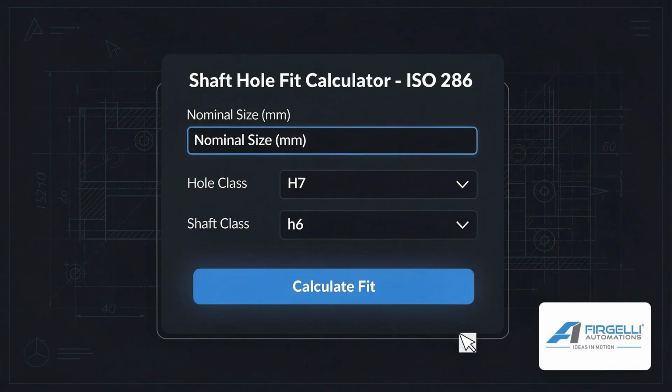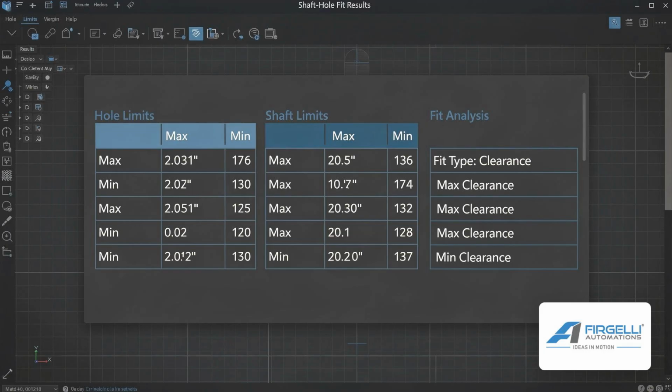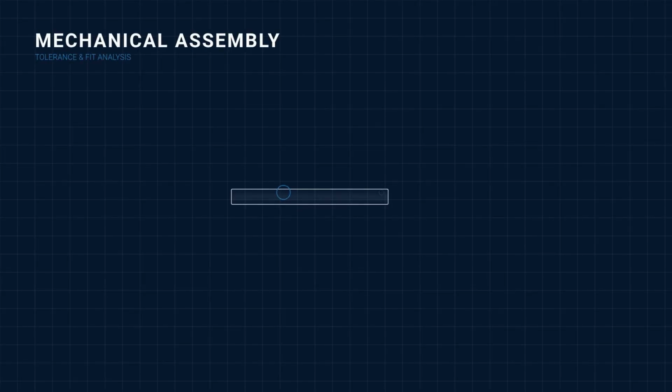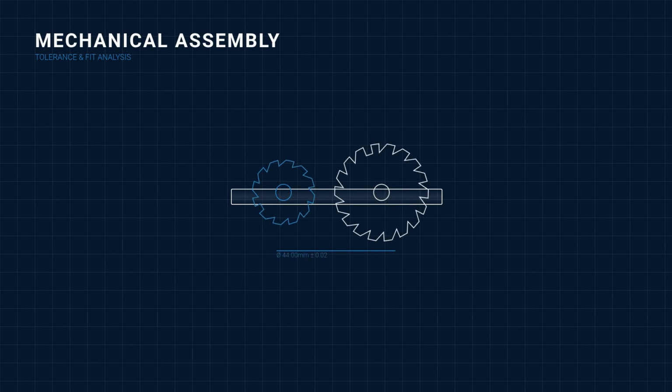The calculator provides the tolerance limits for both the hole and shaft, showing the maximum and minimum diameters for each component. It also calculates the resulting fit characteristics, including the maximum and minimum clearance or interference values. These measurements help engineers ensure proper assembly and function of mechanical components, whether you need a sliding fit, a force fit, or something in between.